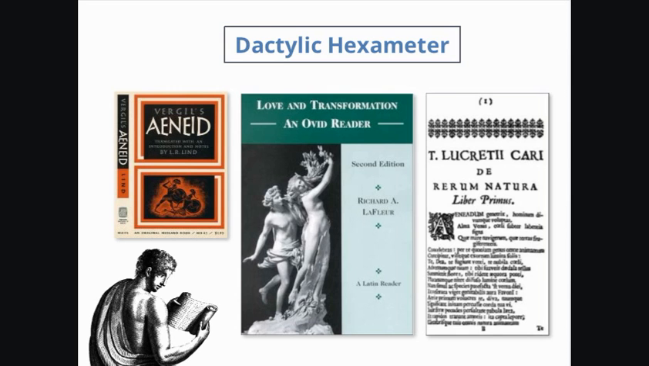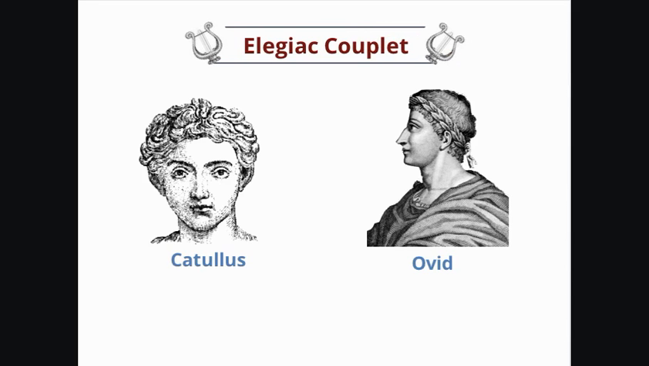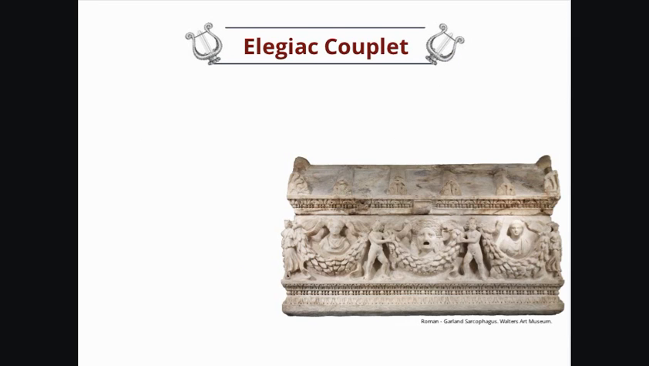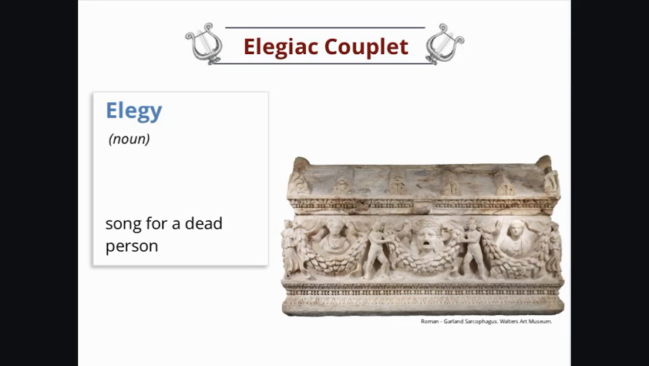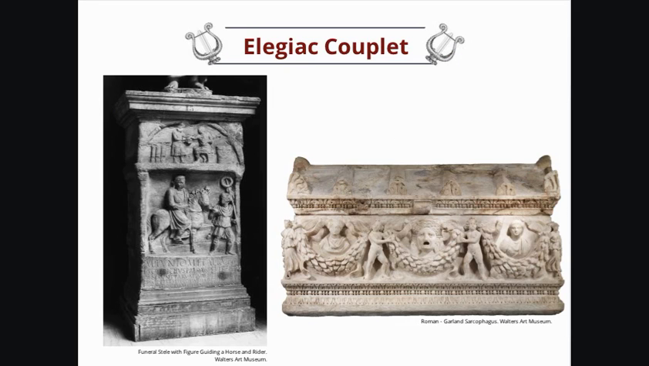One of the most common meters in Latin poetry, other than dactylic hexameter, was the elegiac couplet. Ovid and Catullus, among many others, used elegiac couplets frequently. This form derives its name from elegy, a song for a dead person. Its true historical origins are unknown, but it was used for quite some time as a funereal meter.